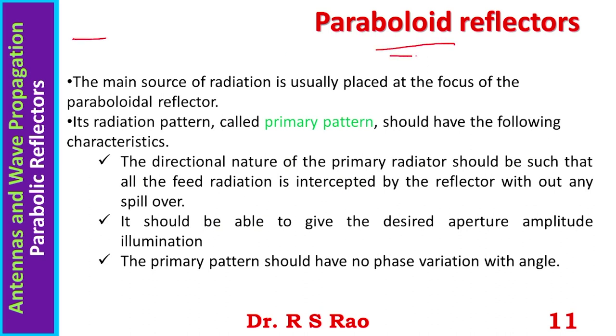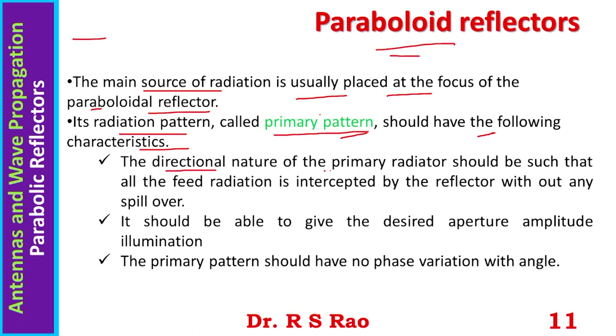Some more points regarding parabolic reflectors. The main source of radiation is usually placed at the focus of the paraboloid reflector, which is already mentioned. Its radiation pattern is called the primary pattern. It should have the following characteristics. The primary source pattern, the actual radiation source pattern, must exhibit certain properties for efficient functioning of the antenna, the total antenna.